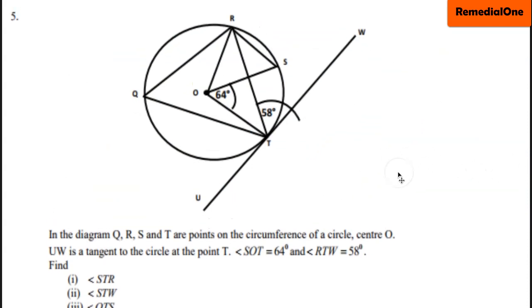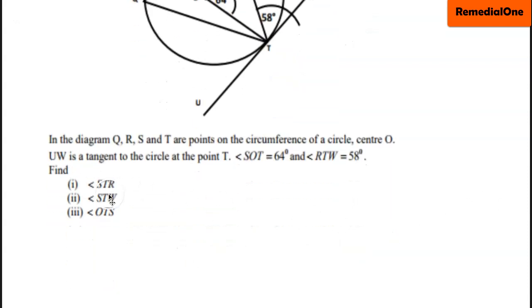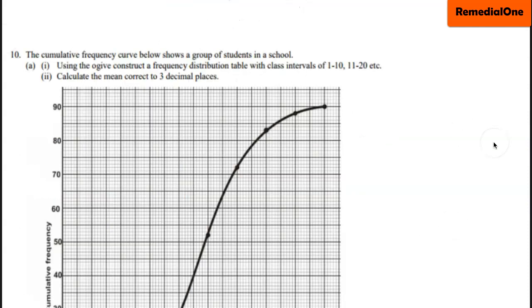We have a circle on the screen. In the diagram, Q, R, S, and T are points on the circumference of a circle with center O. UW is a tangent to the circle at the point T. If angle SOT is equal to 64 degrees and angle RTW is equal to 58 degrees, find I, angle STR, II, angle STW, III, angle OTS. So let's go to the optional ones.